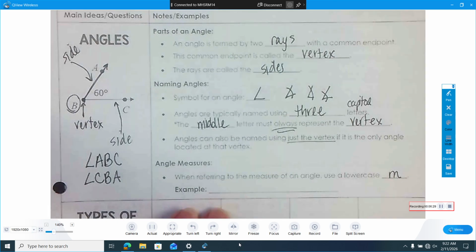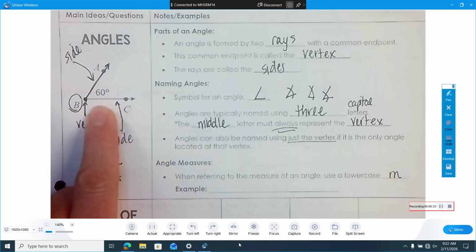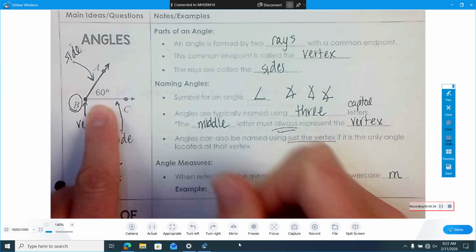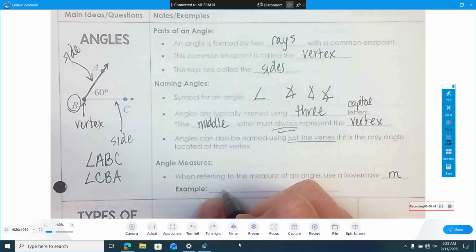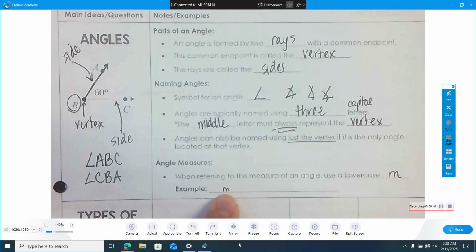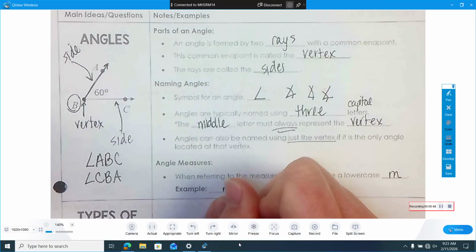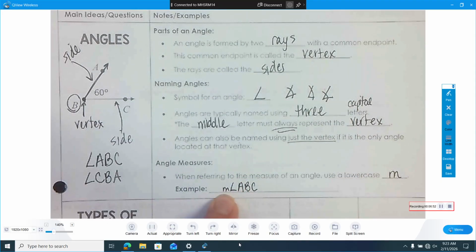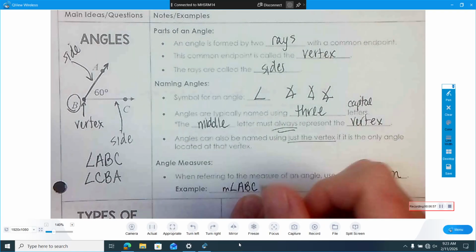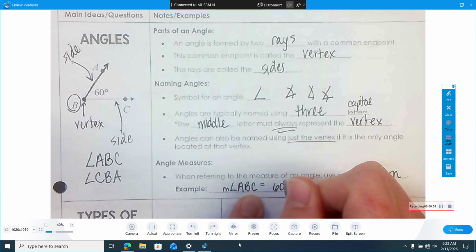Yeah, that's crazy. All right, so this angle, what's the measure of this angle they gave us? 60 degrees. Yeah, that's the degree symbol. It's telling us the measure of the angle. So for this particular angle, I could write the little m, and that little m says measure of angle ABC. So we would read this as the measure of angle ABC equals 60 degrees.